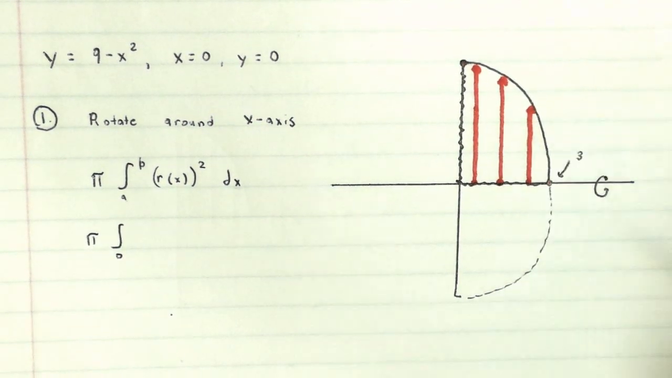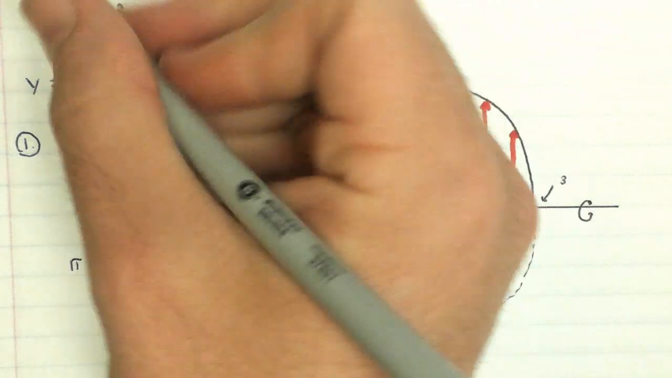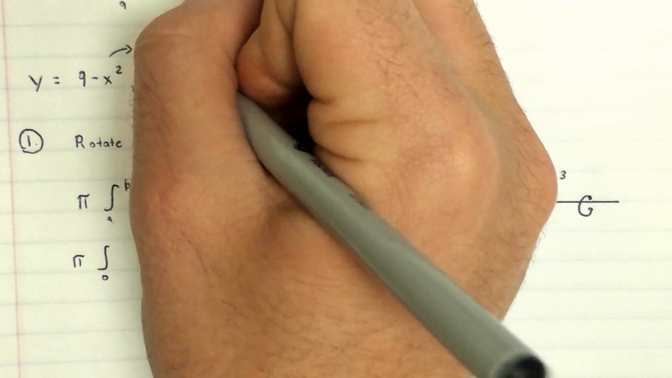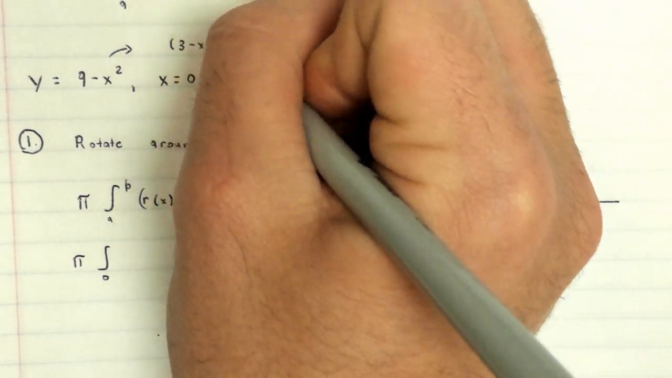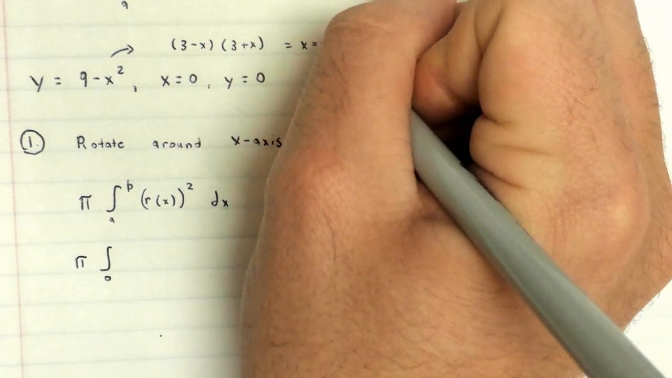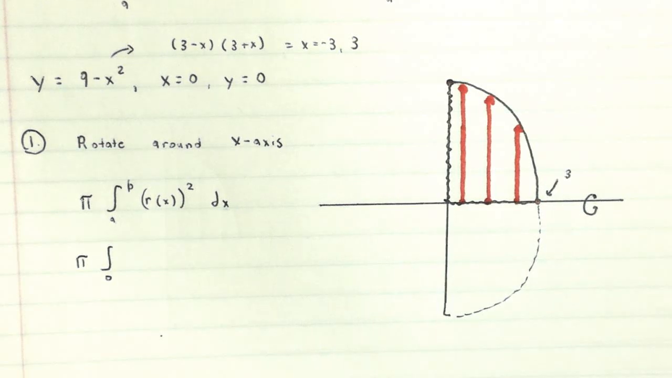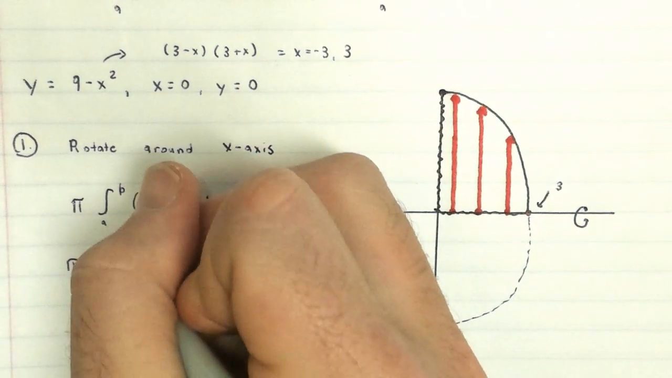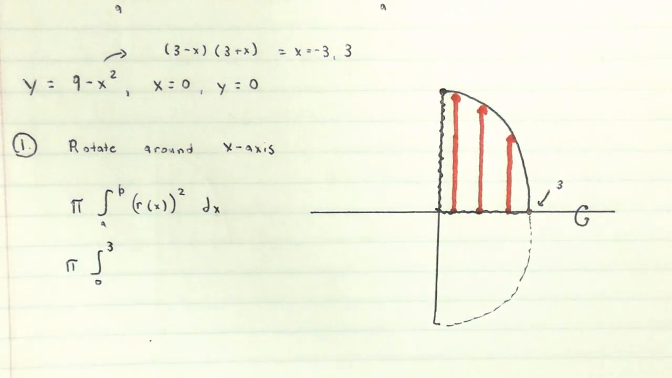This is 3. If you're confused why I'm getting that, I can factor this into 3 minus x and 3 plus x. So x is equal to negative 3 and positive 3. So I'm starting at 0, going to 3.